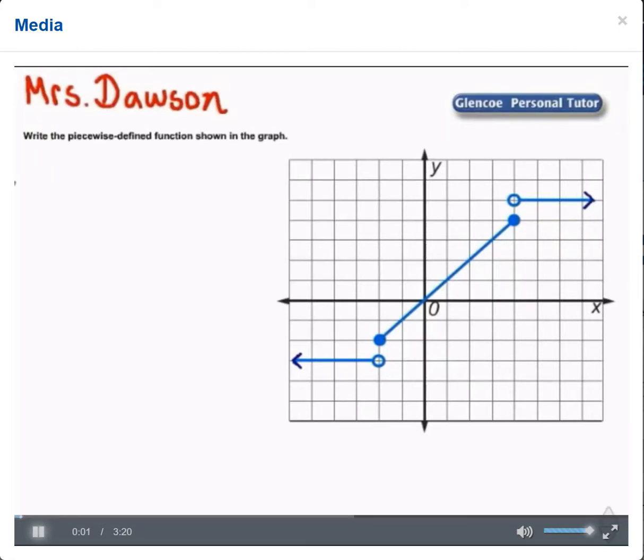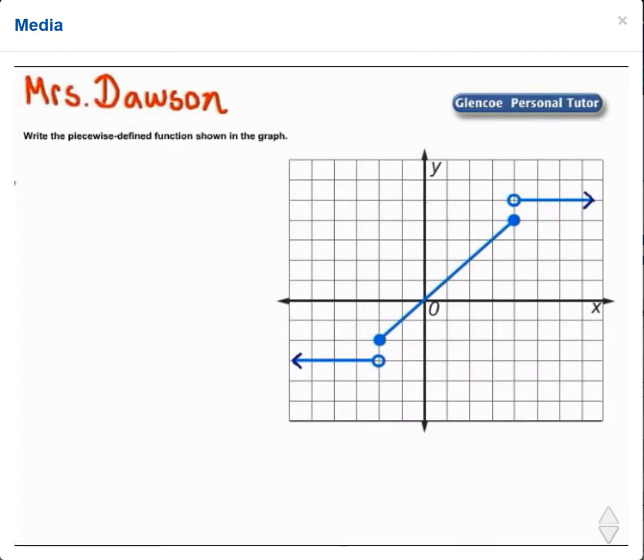This is Mrs. Dawson. Write the piecewise-defined function shown in the graph. Let's begin with the left portion.